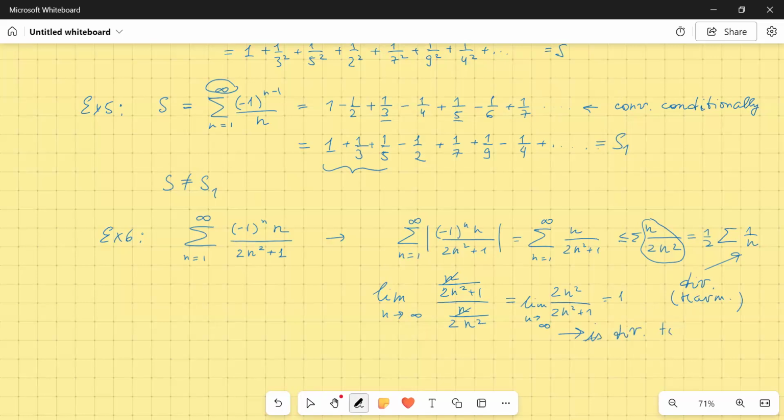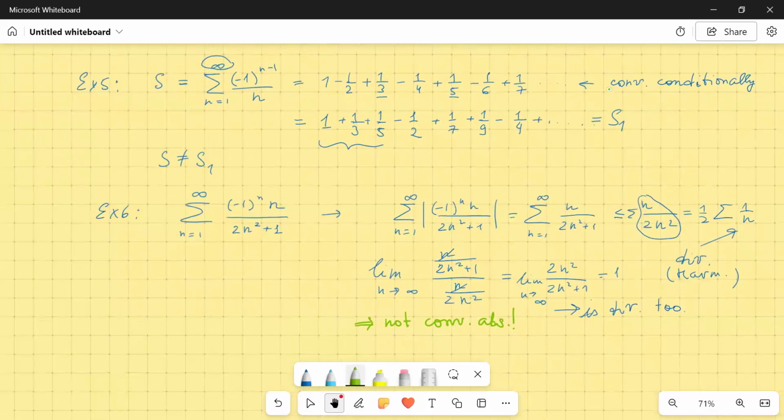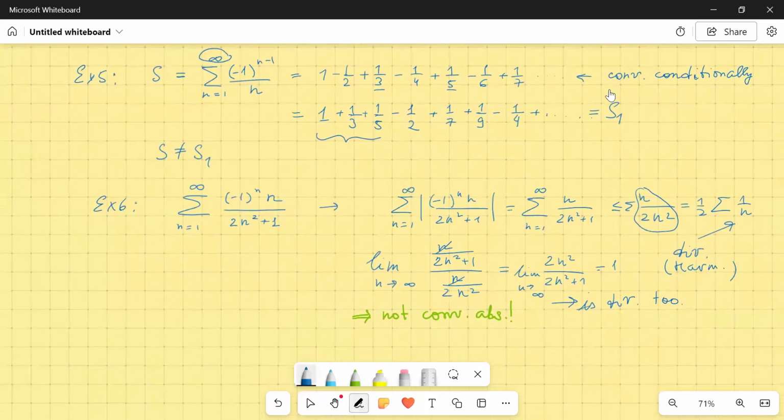So we have a series which is not convergent absolutely. Let me make a conclusion. Conclusion: not convergent absolutely. Well, maybe it still has a little chance to be convergent conditionally. For conditional convergence, I'll need to check different tests. I'll need to consider the minus, right? Looks like it's an alternating series. I'm going to use the alternating series test over here.